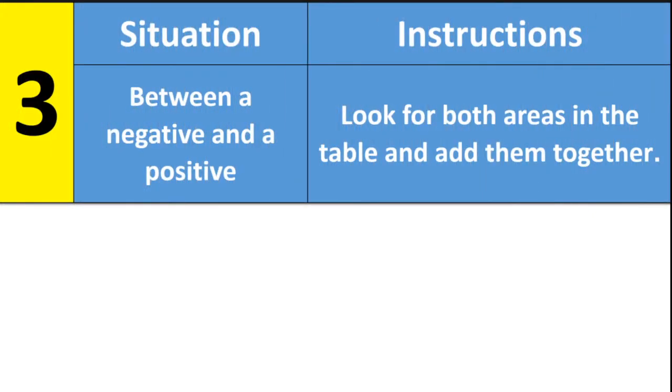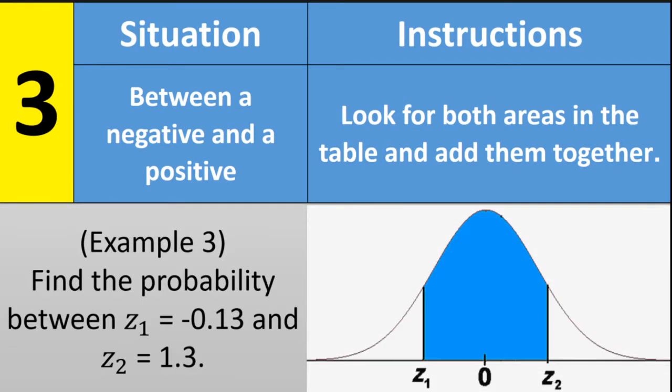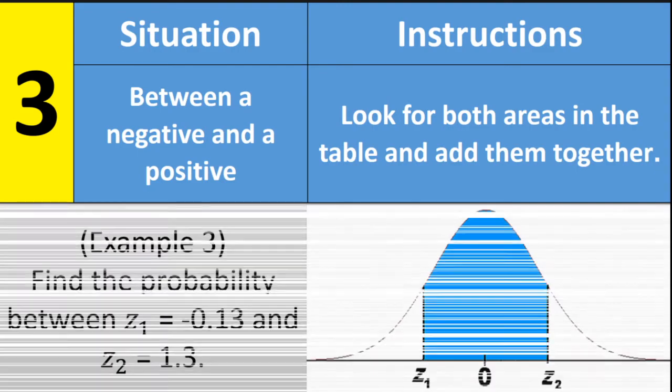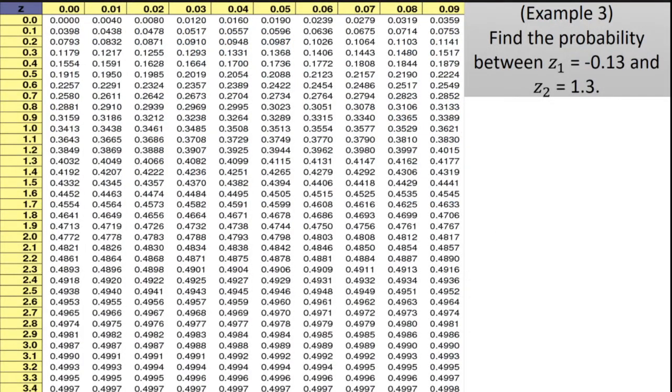In here, we are having two values with unlike signs. So to find the normal probability, we need to determine the areas of the given values, then add them together. Here's the example for this. Find the probability between negative 0.13 and 1.3. Let's find the areas of the two z-values. As you can see, the first one is a negative z-value, but do not be confused by this because we just need to disregard the negative sign in finding its area.